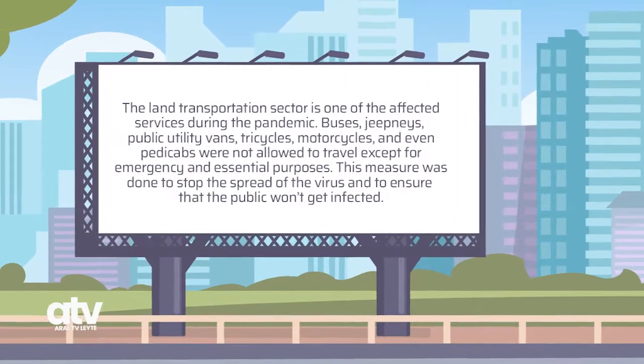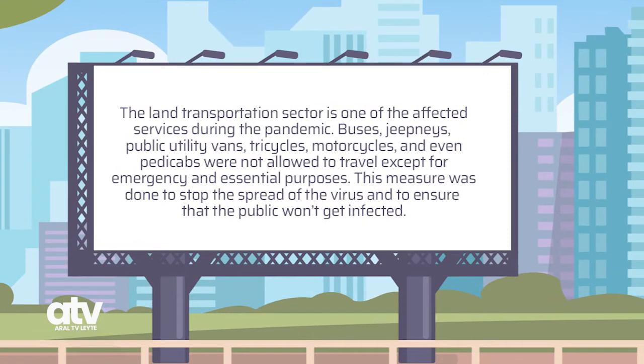I have here a short paragraph. Listen carefully as I read it. The land transportation sector is one of the affected services during the pandemic. Buses, jeepneys, public utility vans, tricycles, motorcycles, and even pedicabs were not allowed to travel except for emergency and essential purposes. This measure was done to stop the spread of the virus and to ensure that the public won't get infected.